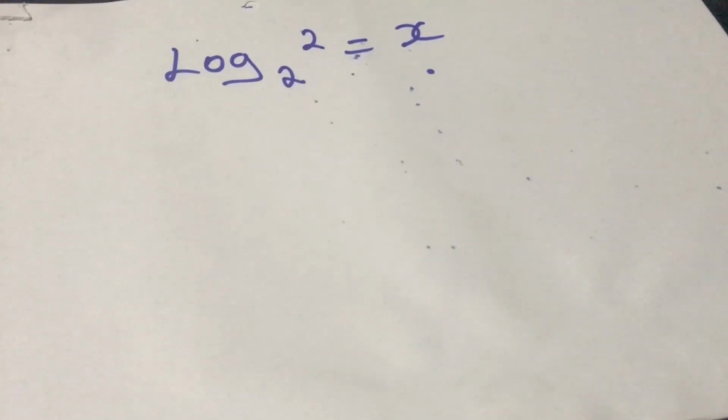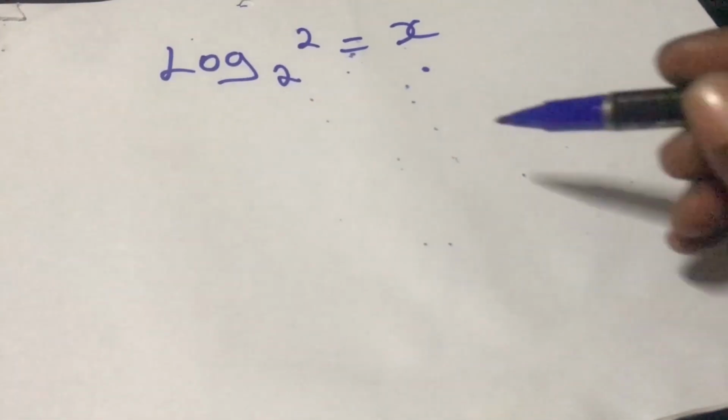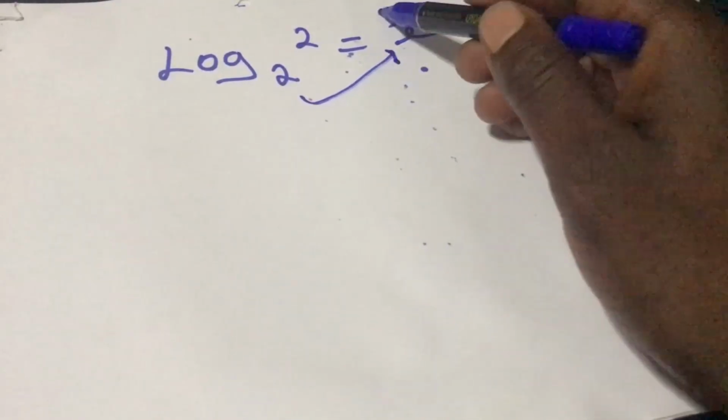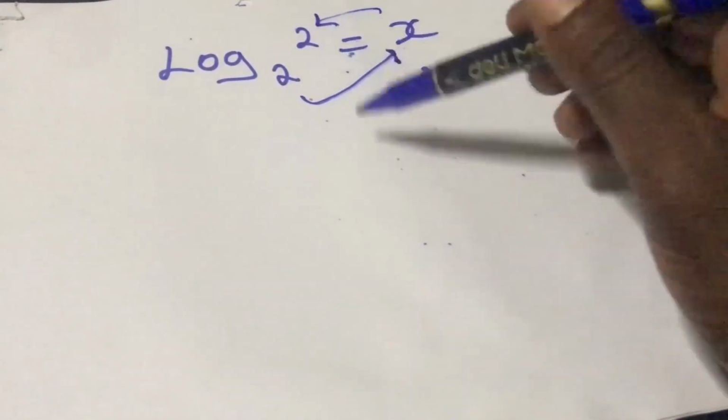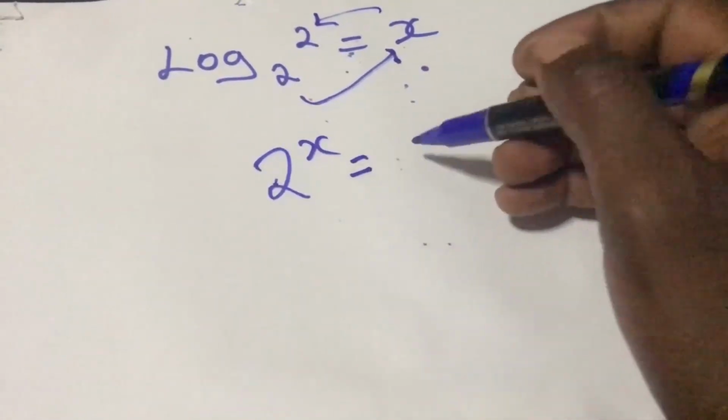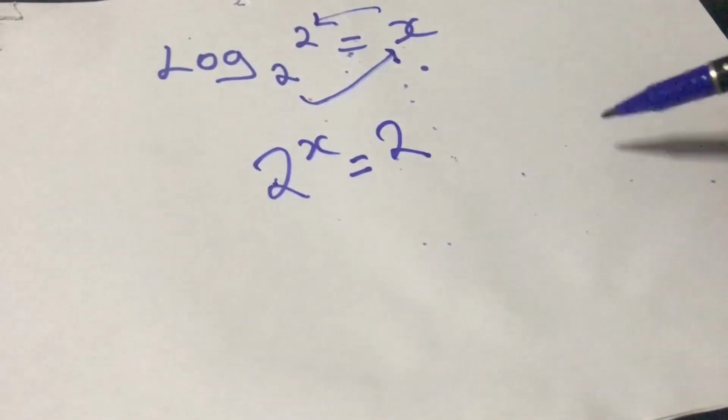You've been told to solve this equation. So what are you going to do? You do the same thing. This 2 is going to push this x, and then the answer will be this one here. So you are going to say 2 to the power x is equal to 2.